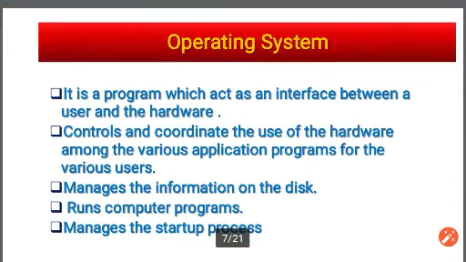Now let us see what is operating system. This is very important. It is a program which acts as an interface between user and the hardware. So without operating system, your computer system is of no use. It controls and coordinates the use of the hardware among the various application programs for the various users. Then it manages the information on the disk. It runs the computer programs, manages the startup process. So these are the functions of operating system, you can say.